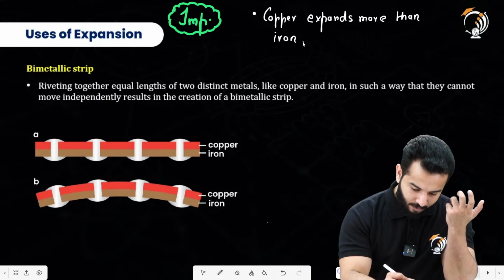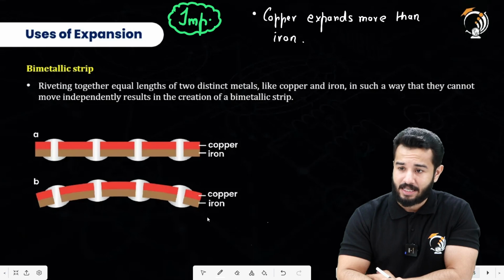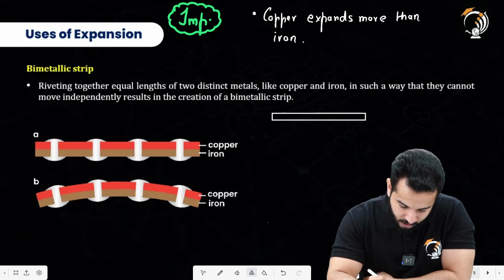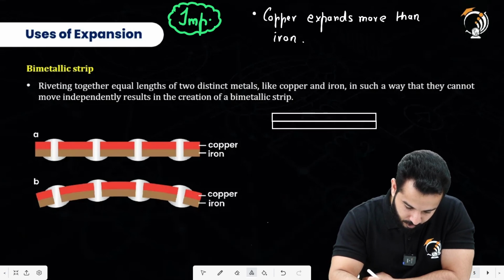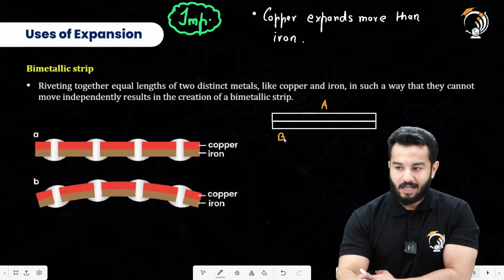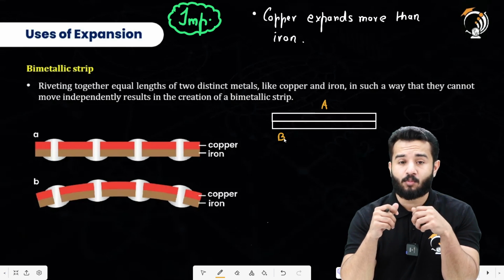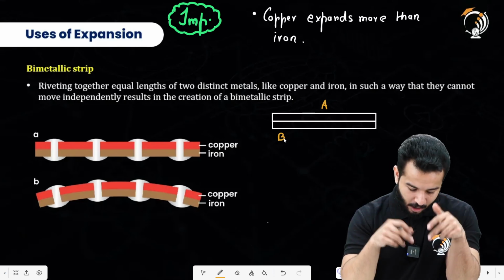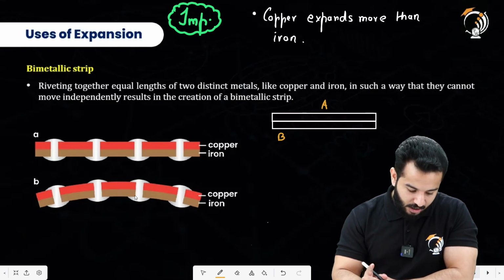So what will happen? If copper expands more than the iron, it will try to bend the iron, something like this, right? Now let's suppose you have two rods, one rod over here and another rod over here, something like this. This is rod A and this is rod B. The rod will bend in the direction of the one which expands more for the same change in temperature. So right now we are saying that copper is expanding more, so that's why it is bending the iron, right? So this is very important.